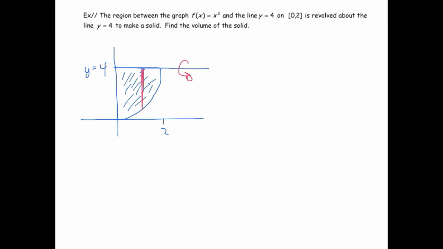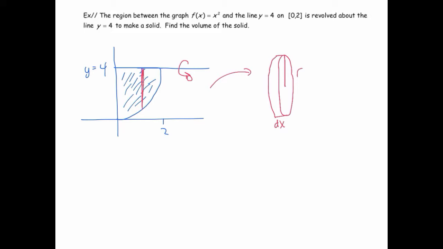Now when you spin that around that axis, we get our disk. So as usual, because it's a vertical rectangle, we're integrating with respect to x, because we're going to be summing all these disks as x goes from 0 to 2. So that's a dx. The next question we have to answer is, what's our radius? And this is where you have to be a little thoughtful.